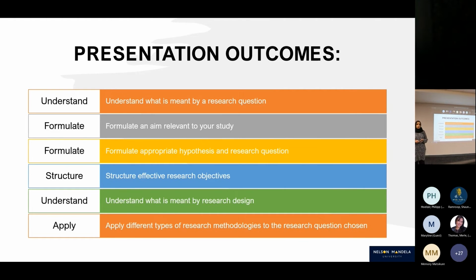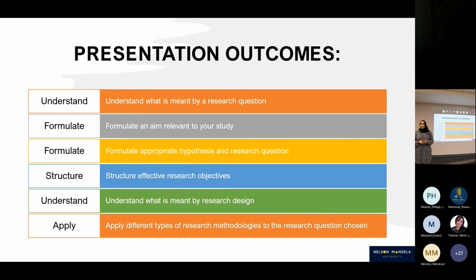Then we want to formulate appropriate aims and objectives for our study. In hand with that, we would also like to formulate our research hypothesis as well as our research question. The structure of the research objectives is very important. The research objectives need to be very specific. They need to be quantifiable, etc. But we'll go into a little bit more detail on that.